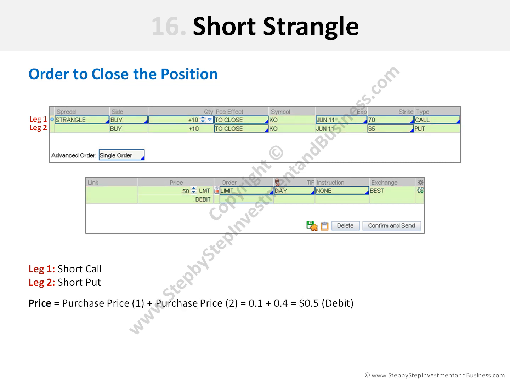On the other hand, here is an example of the order we must enter to close the position. It is an order with two legs. Leg number 1 consists of buying the calls we had sold. Leg number 2 consists of buying the puts we had sold. The entered price is given by the sum of the purchase prices of the call and the put. In this case, 0.1 plus 0.4, which is equal to 50 cents. This is the money, expressed per share, that will be debited from our account when the order is filled.